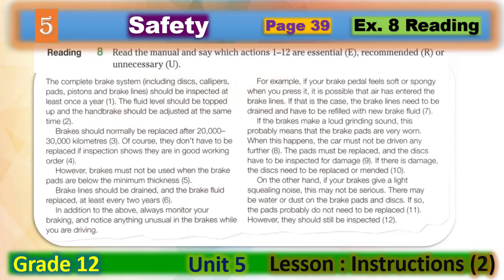Let's now do the first sentence together. The complete brake system including discs, calipers, pads, pistons, and brake lines should be inspected at least once a year. Number 1, this is the first action, and we need to decide which letter we will write next to it. Is it an essential action? If it is essential, we will write the letter E. If this action is recommended, we will write R, or we will write U if it is unnecessary.